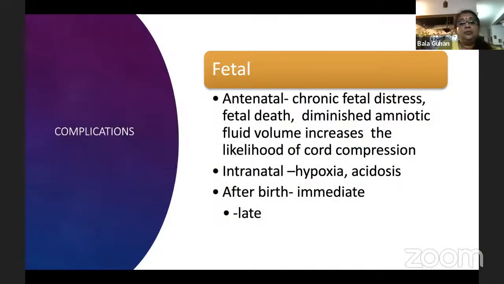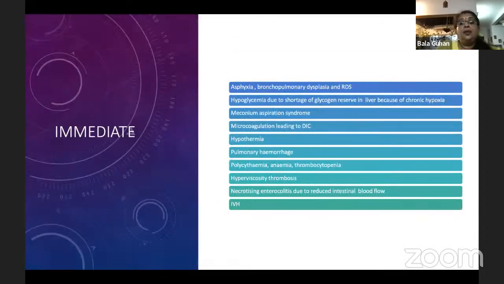So the complications: antenatal chronic fetal distress, fetal death, diminished amniotic fluid volume or oligoamnios with an increased likelihood for cord compression due to oligoamnios, intranatal hypoxia, acidosis. After birth or immediate complications, we have late complications.